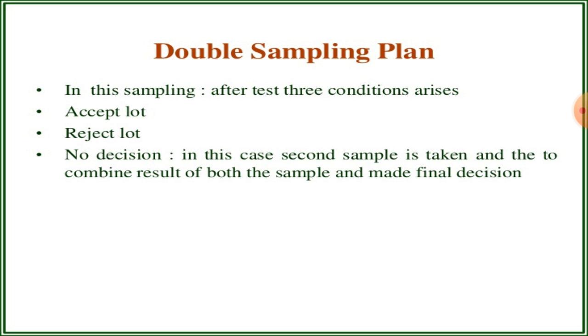Second is the double sampling plan. In this sampling, after the test, three conditions arise: accept the lot, reject the lot, or no decision. In the no decision case, a second sample is taken and the results of both samples are combined to make the final decision.